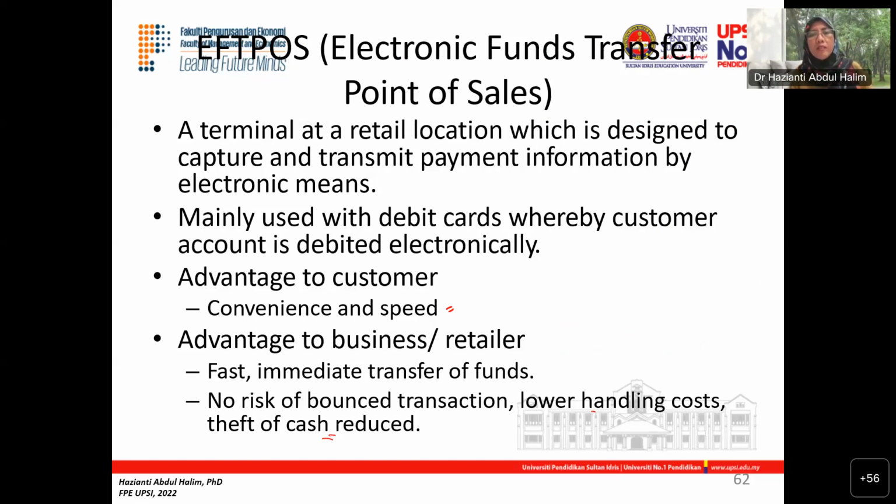In those days, for this FPOS, it used a card, so you swipe the card or key in the card like using a credit card, but we use a debit card. But now it's more advanced, you pay using an e-wallet only. All those are actually advancements in technology. So for point of sale, the account is debited electronically, automatically deducted from your account. Again, we are looking for convenience and also speed.